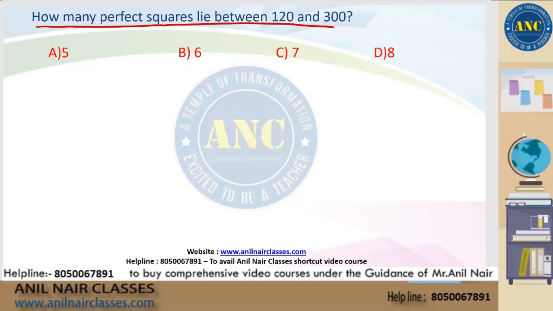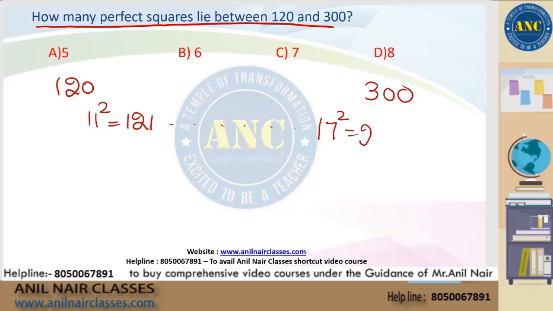How many perfect squares lie between 120 and 300? I want 120 and I want 300. So 11 square is 121, 17 square is 289. So the number should be greater than 120 and should be less than 300.